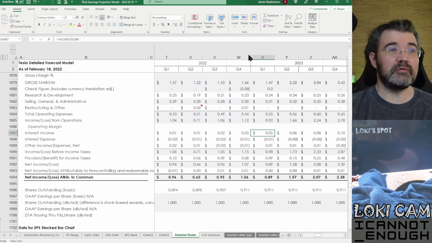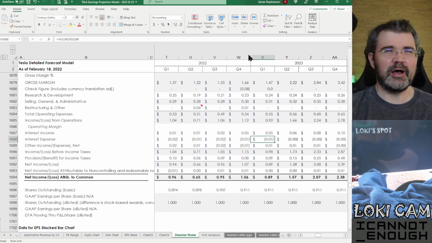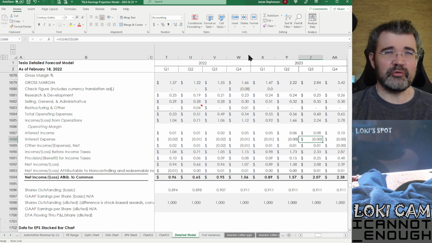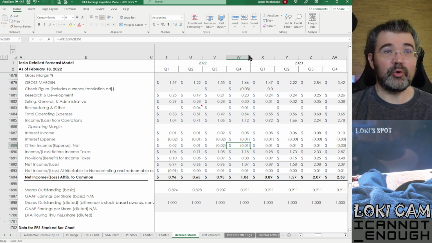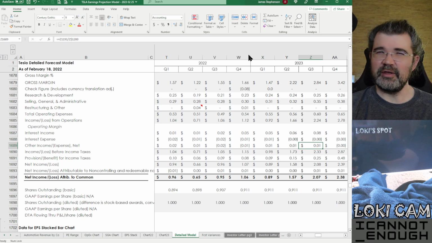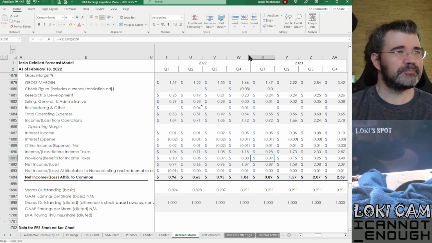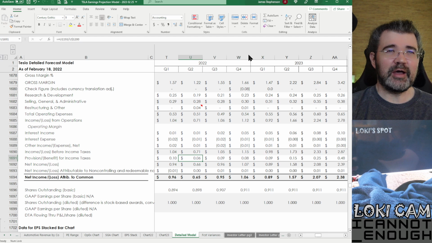And then I've got a few different smaller numbers here. Interest income, interest expense. Interest income is getting better. Interest expense is also getting better. It's hard to know how much the other income or expense net is going to be. This is where that foreign currency exchange impact hits. Then you've got your income taxes line.